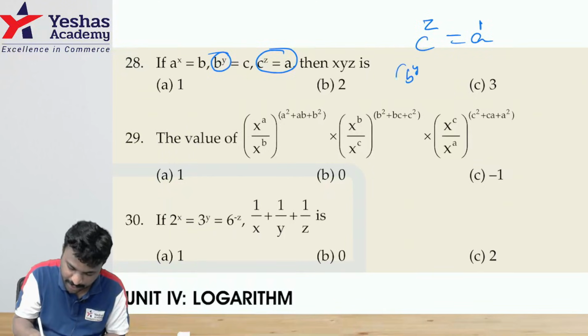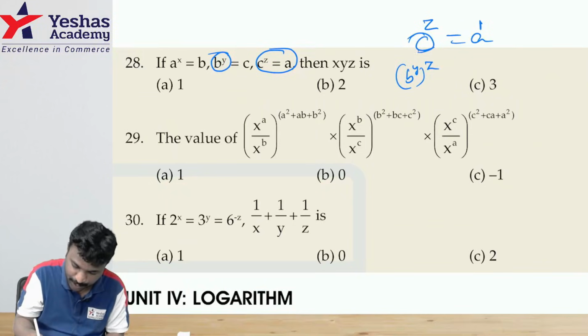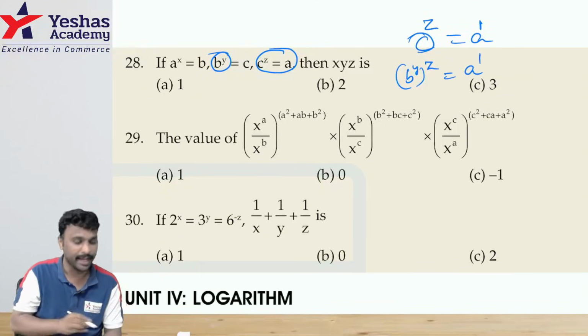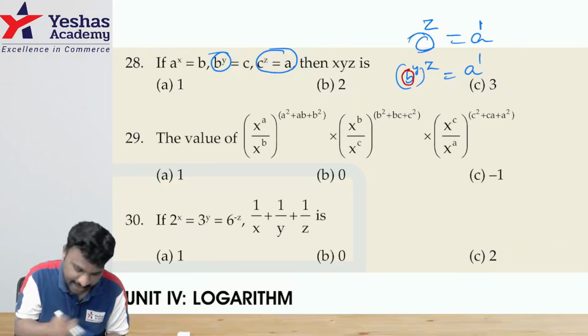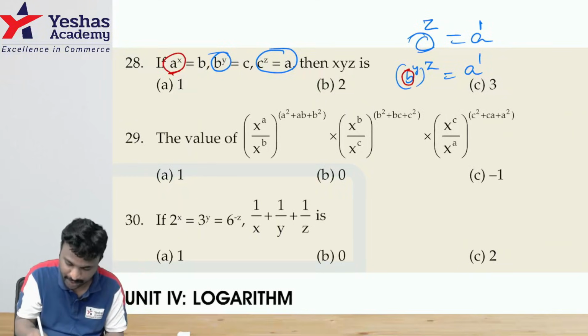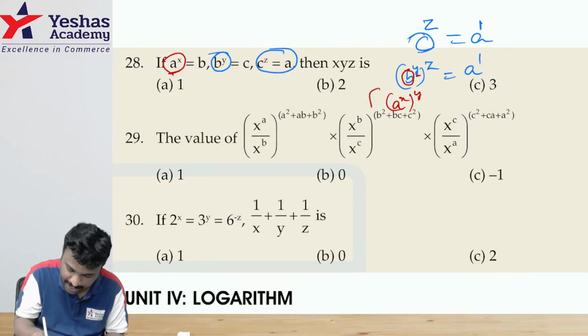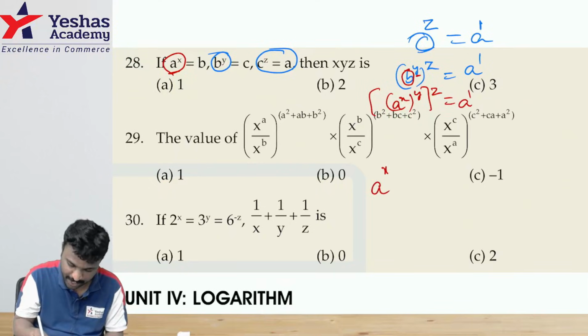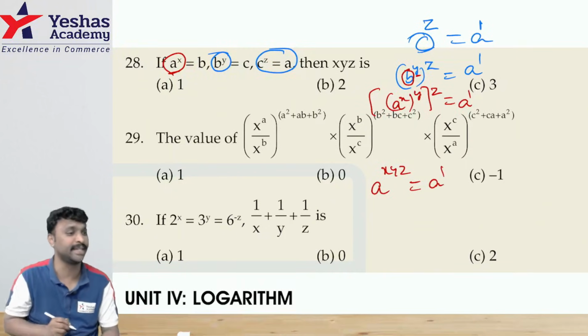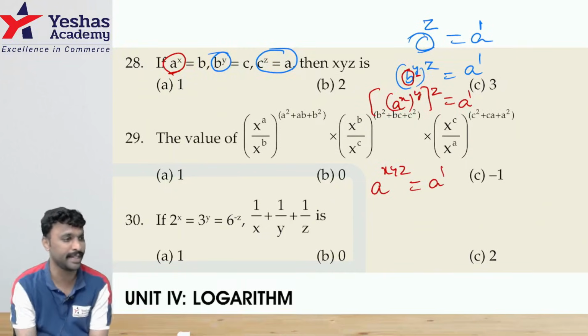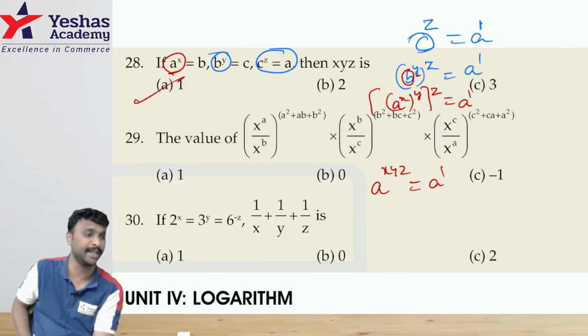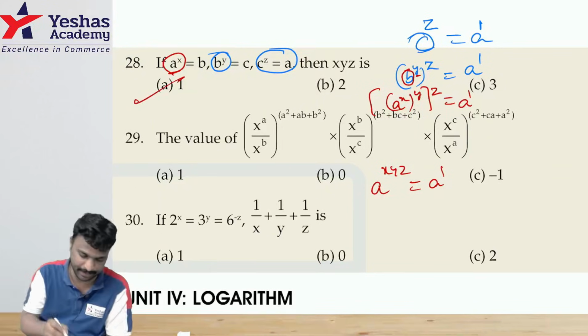C is b power y, but c had a power z, so we have to raise the power to z. See, we just did the substitution for c. You understood? And that is equal to a power 1. Do we have the substitution for b? Yes. What is b? A power x. So in place of b, I am substituting a power x. That had a power y, that had a power z, that will remain a power 1. Now tell me, a power x into y into z is a power 1. Bases are same, powers can be equated. So x into y into z is equal to 1. Option A is the right answer.